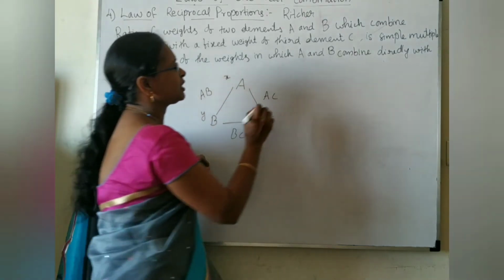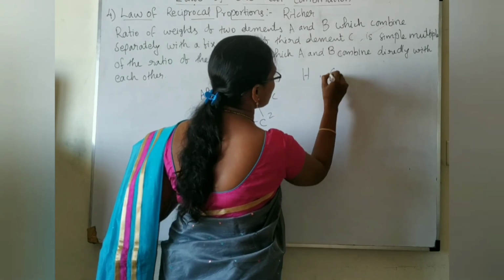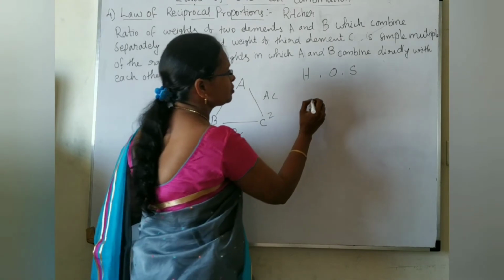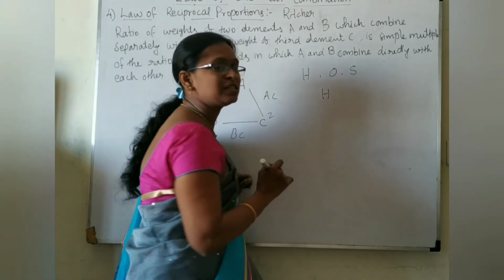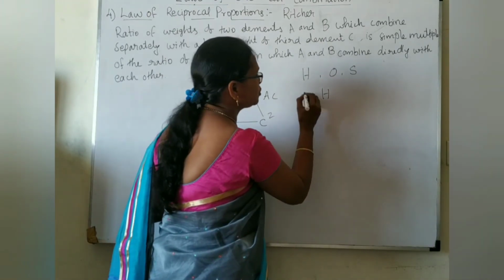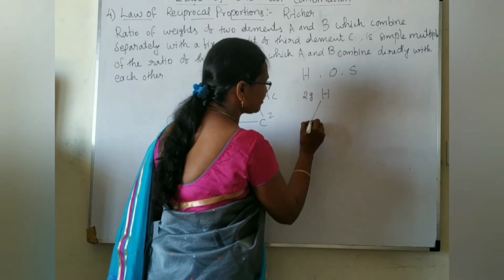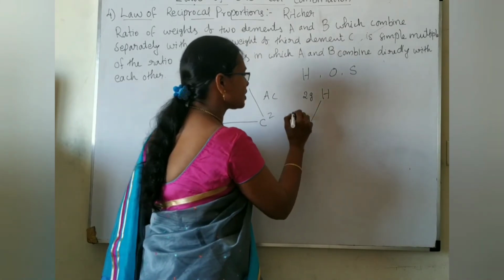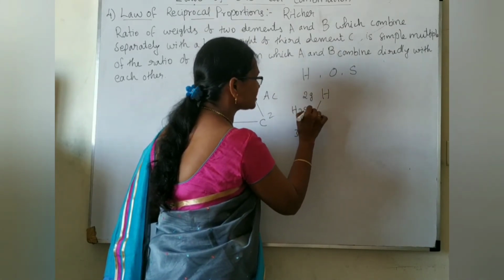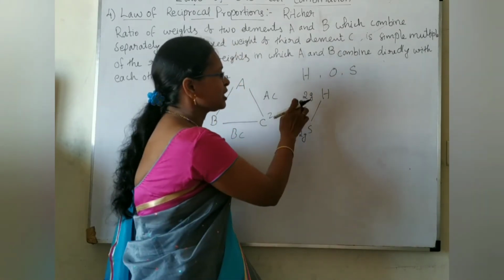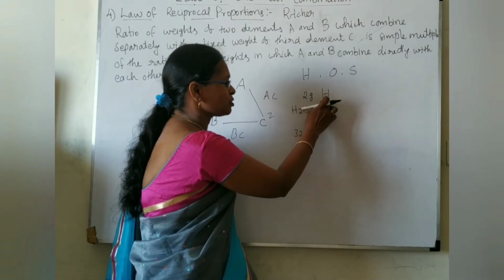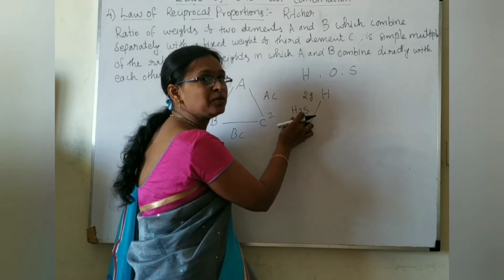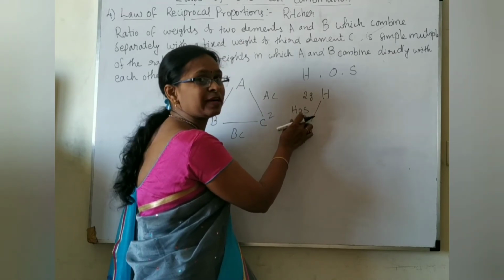For example, we will take common elements like hydrogen, oxygen, sulfur. Three elements we will take. So take hydrogen first. 2 grams of hydrogen is reacting with 32 grams of sulfur, forming the compound H2S, hydrogen sulfide. So once again I am repeating, 2 grams of hydrogen reacting with 32 grams of sulfur, forming the compound hydrogen sulfide, H2S.